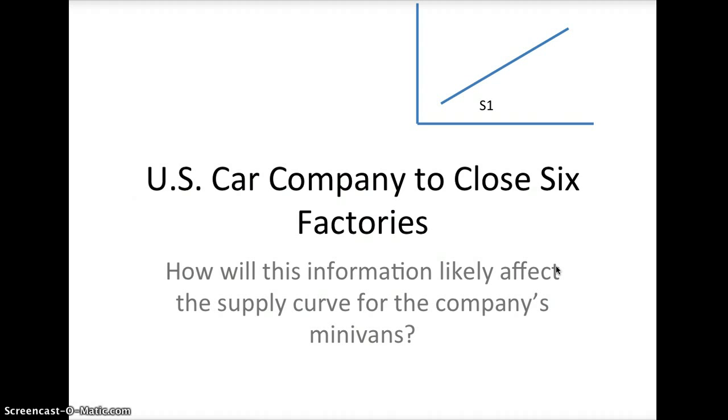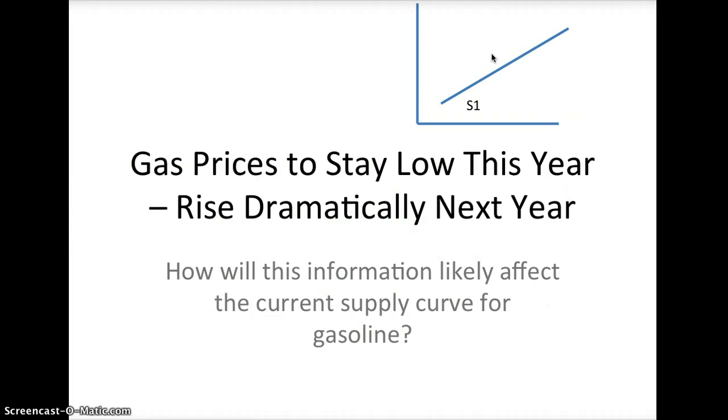Okay. So car companies close 6 factories. How is this going to affect the supply curve for minivans? Well, there's not as many factories making these minivans, so what's going to happen to the supply? It's going to shift to the left. It's going to decrease, right? There's not as many places making them. It's just an obvious fact that there's not going to be as much product, not as much supply.